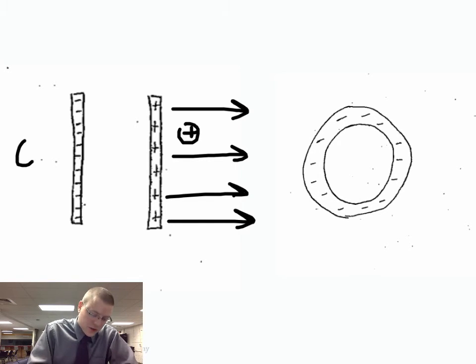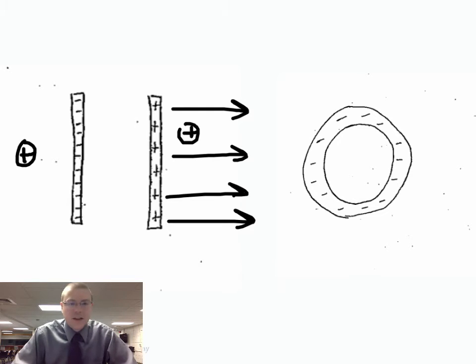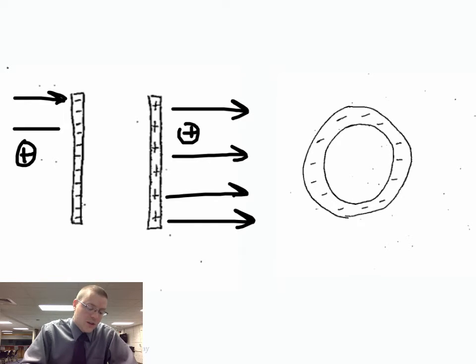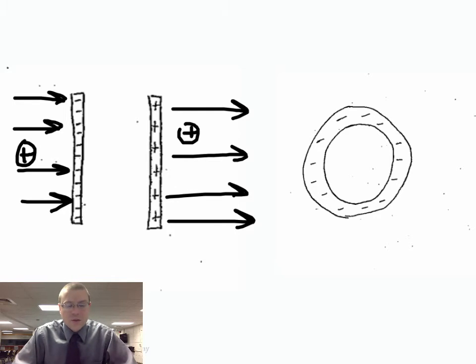What if I put the test charge over here, next to the negative? Well, that test charge would feel a force inwards towards the negative pole. So I'm going to draw field lines to represent field to the right.